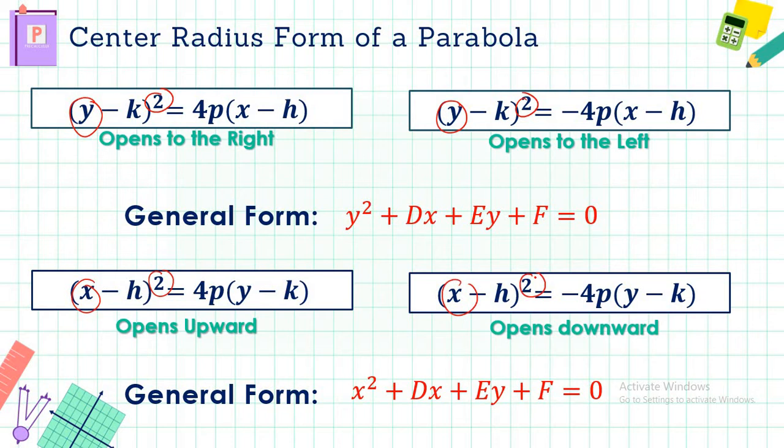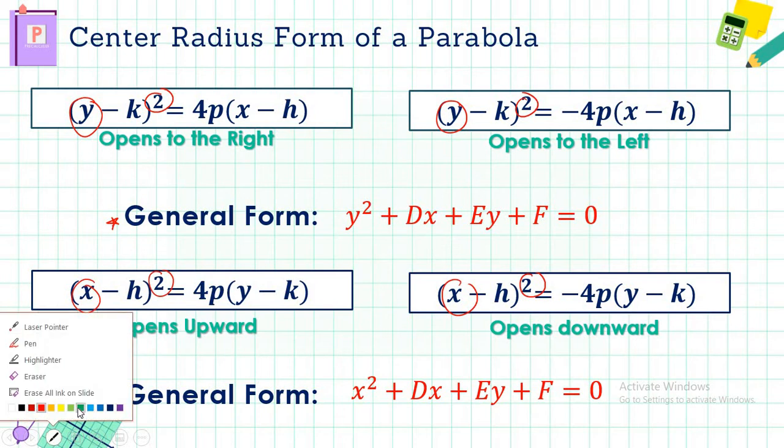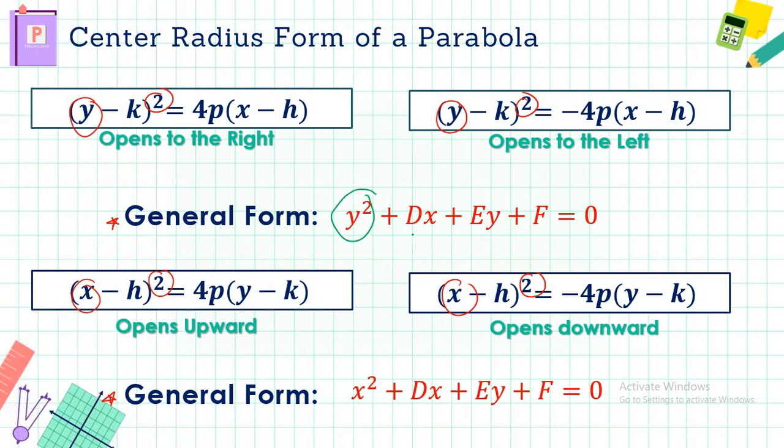Now, you're very much familiar already at this point with the standard form, but let me introduce to you the general form of a parabola that opens to the left and right, and a parabola that opens upward and downward. If it is a parabola that opens to the right or to the left, this is the general form: y squared plus bx plus ey plus f equals 0. If you notice, the variable that is being squared here is still y. Then the rest will just be in the first degree.